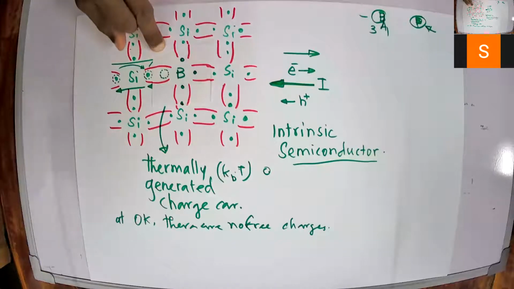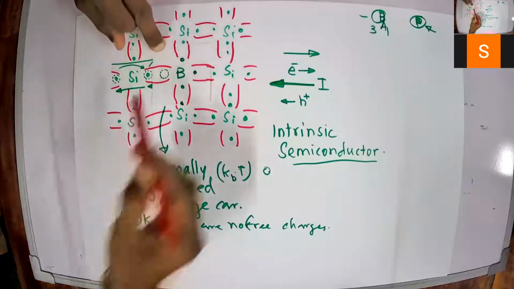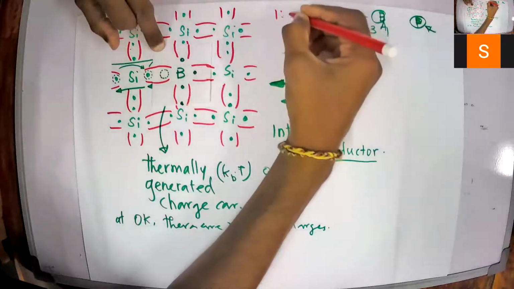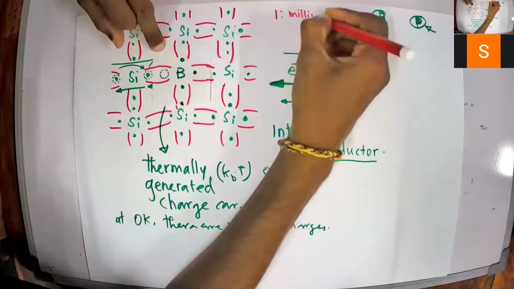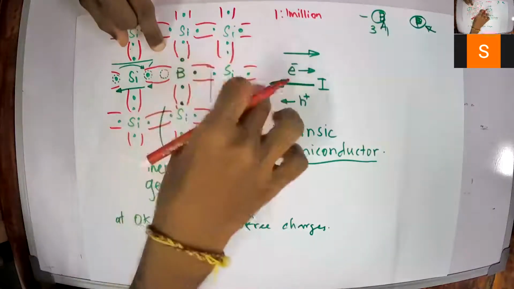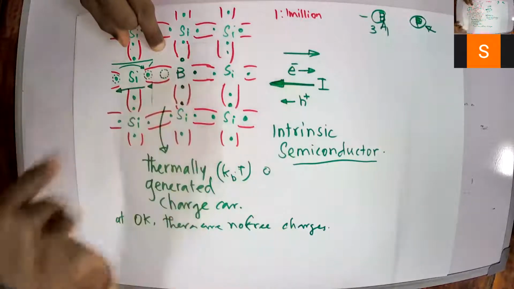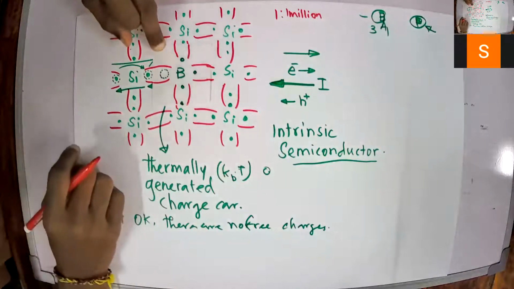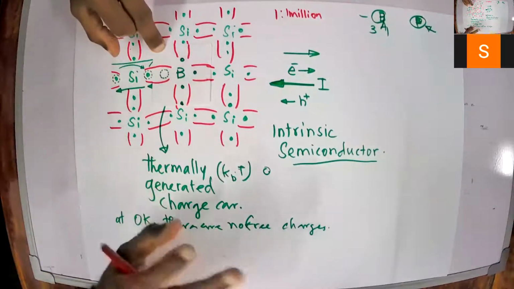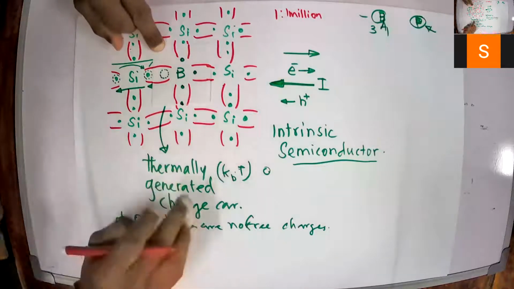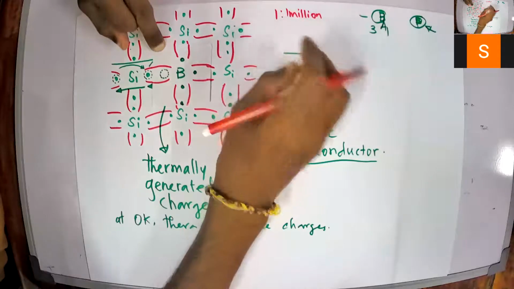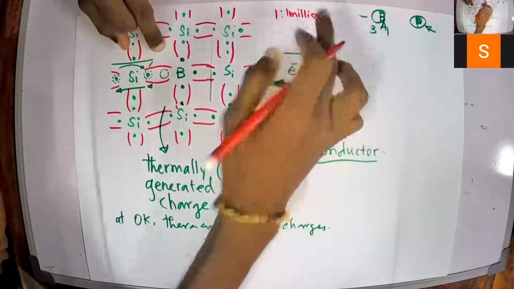The ratio between boron and silicon will be 1:1,000,000. For 1,000,000 silicon atoms, I add only 1 boron atom. That is called doping. If you have a high amount of boron, then that will be a kind of mixing, a composite. But here I am going to dope, meaning I add a very small amount of boron.